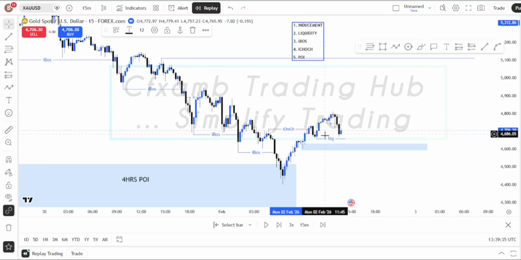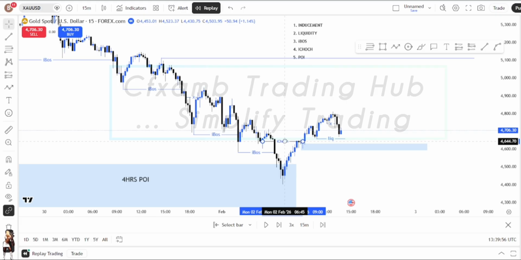We have spotted our liquidity here, and also where is our BOS? This is when the market is making a lower low, breaking the recent low, which is an internal break of structure. All right, now where is our CHoCH? This is where we have an internal change of character.